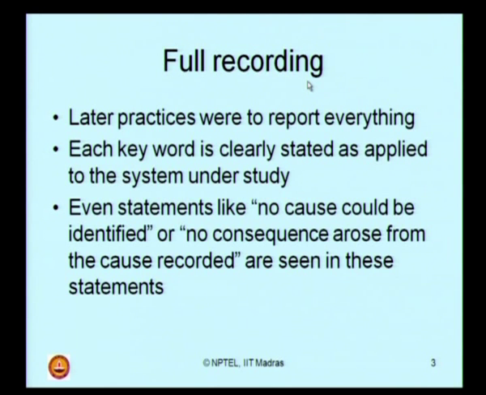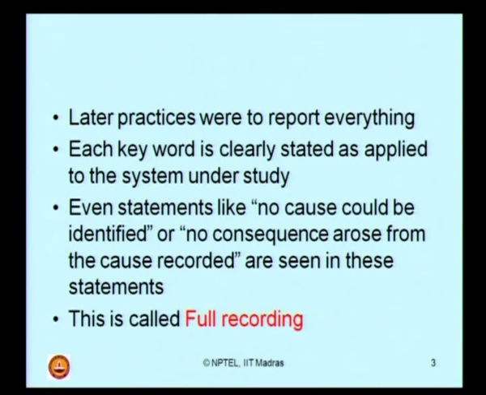because this report completely analyzes the whole and complete segment of the plant and tries to identify all possible keywords associated with that process, and even statements like "no consequences arose" are also recorded. Such a report is generally expected to become very voluminous, and at the same time it leaves no ambiguity for the reader. This kind of recording of a Hazop report is what we call full recording.